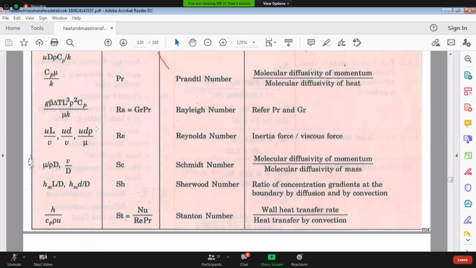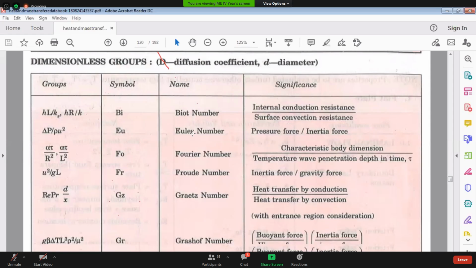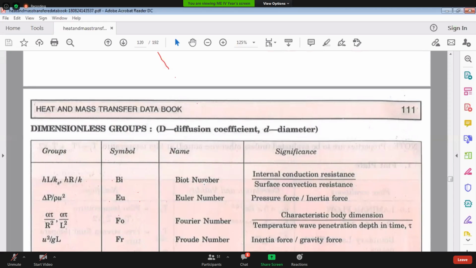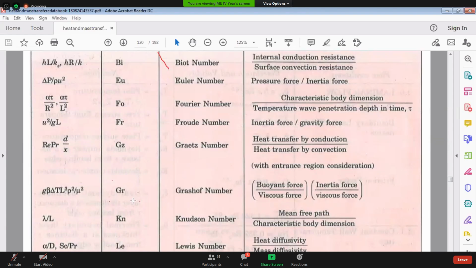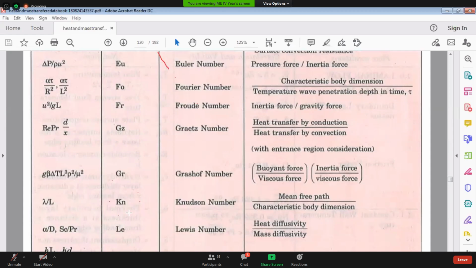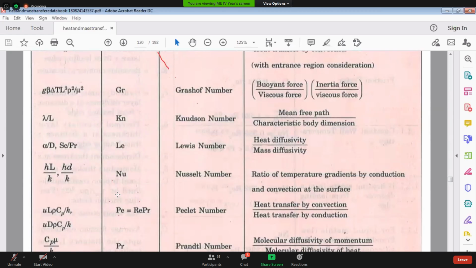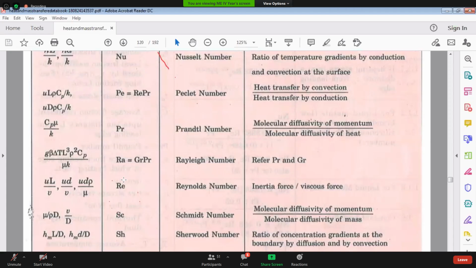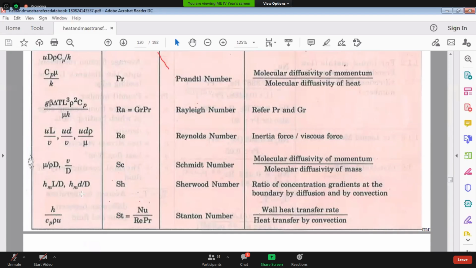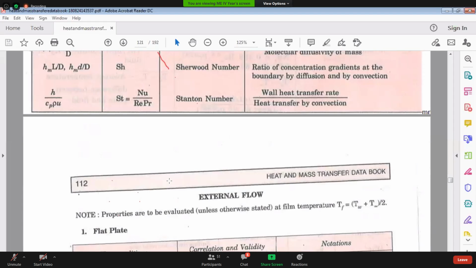Sir, all non-dimensional numbers are given on page number 1111. Go through it once. The symbol is given. The groups are given. The name is given. The significance is given, each and every significance. Fourier number, Grashof number, Nusselt number, Peclet number, Prandtl number, Rayleigh number, the product of Grashof and Prandtl number. Many numbers. Reynolds number, Schmidt number, Stanton number. I have shown some numbers.